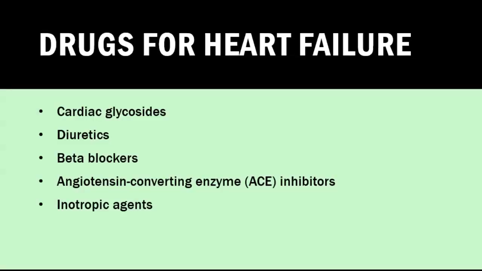Now we will move on to drugs for heart failure. The different categories we will talk about are cardiac glycosides, diuretics, beta blockers, angiotensin converting enzyme or ACE inhibitors, and inotropic agents. So if you look on here, we have already talked about diuretics and beta blockers, and the diuretics were their own category, and then beta blockers were under antianginal.